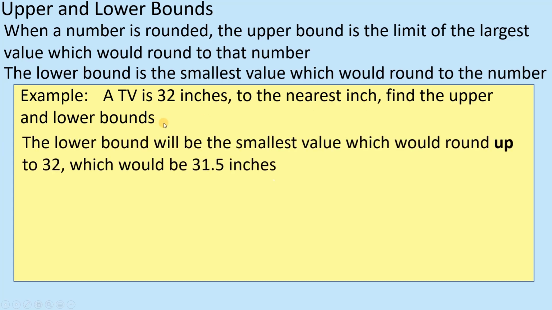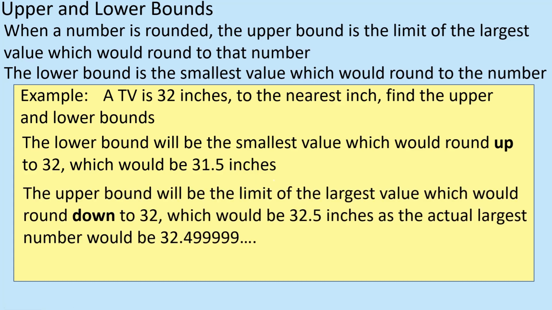The lower bound is the one most people are fairly happy with. To the nearest inch, it can go down to 31.5, because 31.5, when I round it to the nearest whole number, moves up to 32, since 5 and above rounds up. Please look at the lesson on rounding if you're not sure. So anything 31.5 or above would be 32 when rounded.